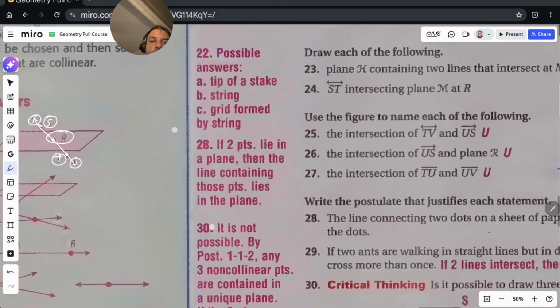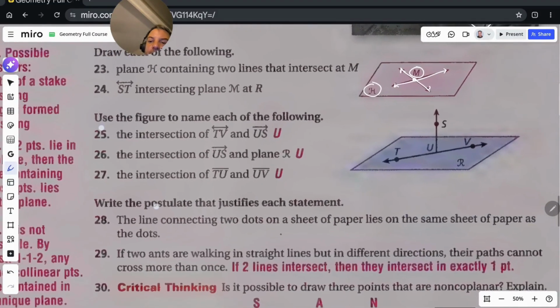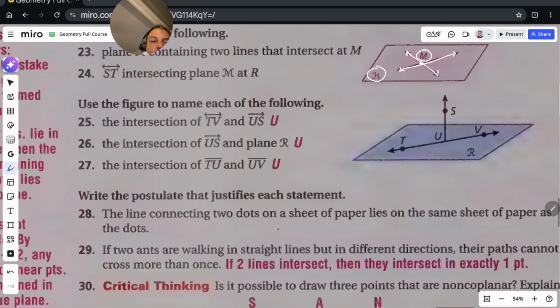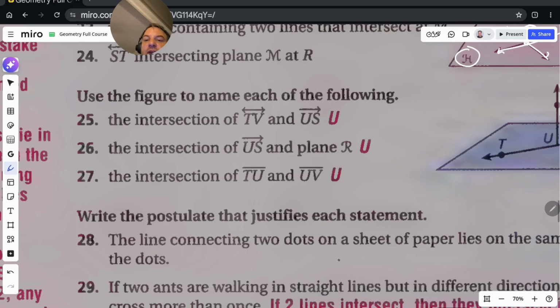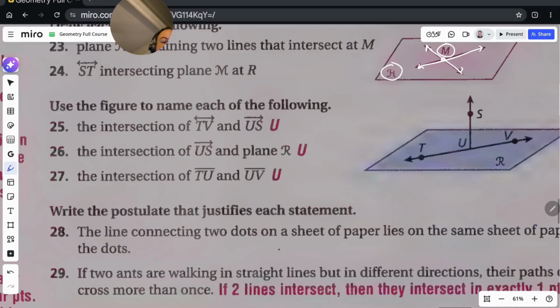Let's go on to 25. We have another figure over here. Here's our figure. We're looking at the intersection of line TV and ray US. All right, here is TV, line TV, and then here is ray US. And we can see the intersection there is indeed U.